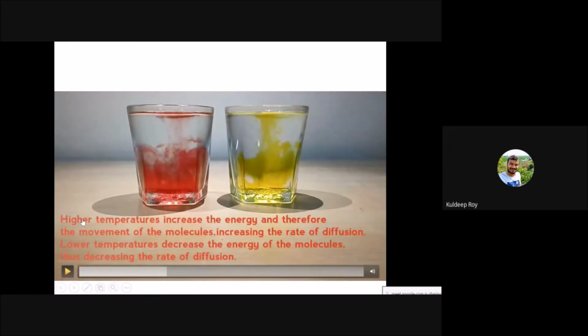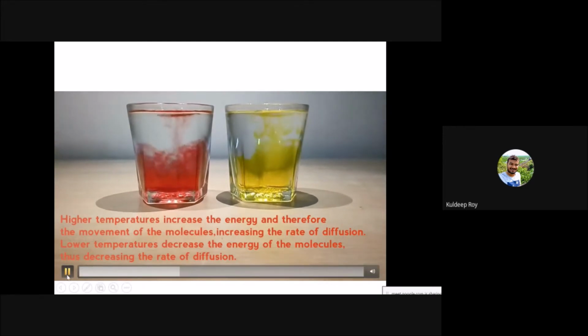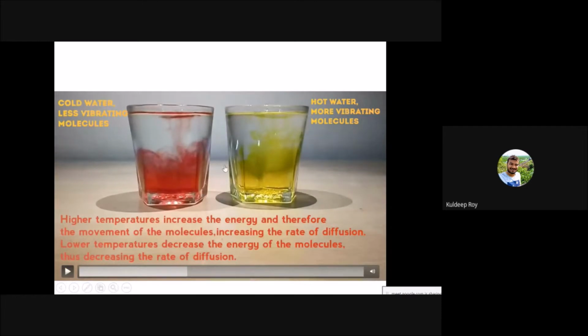Here they have mentioned that higher temperature increases the energy, and therefore the movement of the molecules increases the rate of diffusion. Second, lower temperature decreases the energy of the molecules, thus decreasing the rate of diffusion. Now you can see what will happen, because due to the random molecular motion in the hot water at this particular point, a larger amount of mass transfer will occur as compared to this.